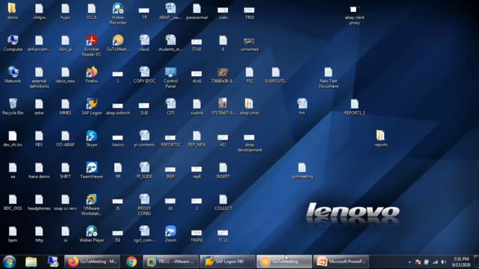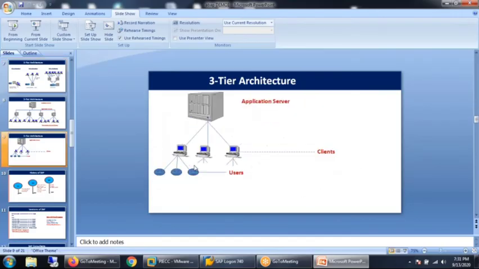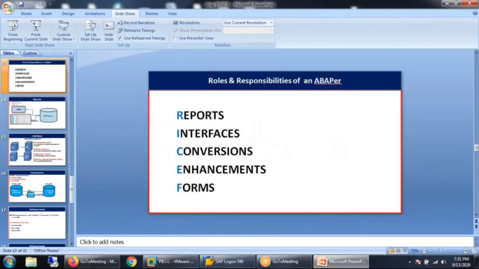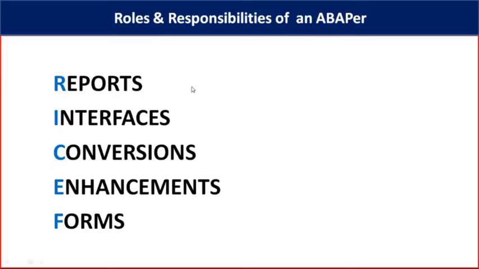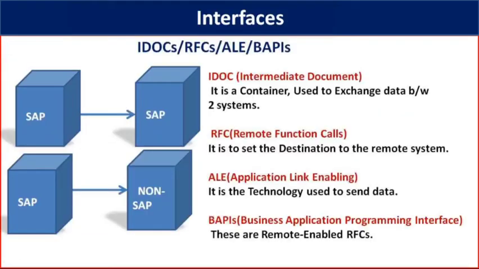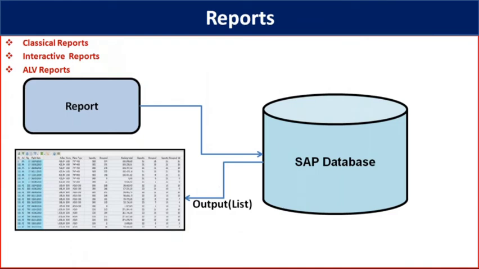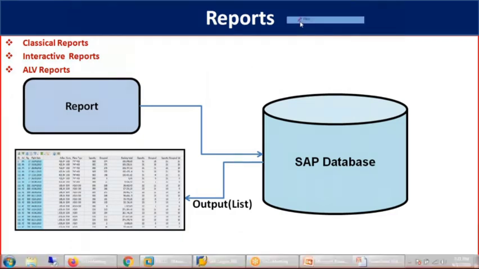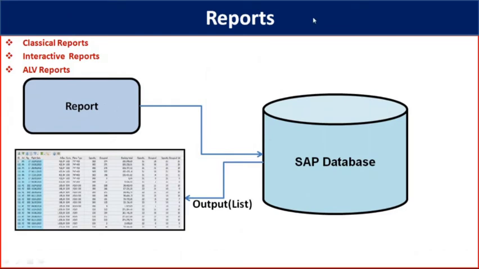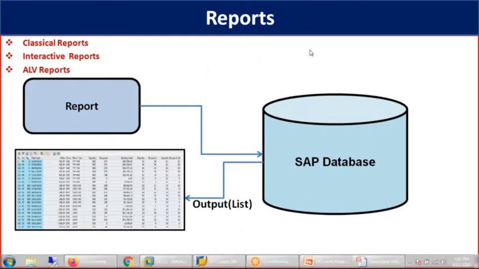Right. Then the next one is interfaces. What do you mean by interfaces? Interfaces are, strictly speaking, cross applications, ABAP and cross applications. Those cross applications are technologies used to send data from one system to another system. In a report, we write code and get the data from the database, right?